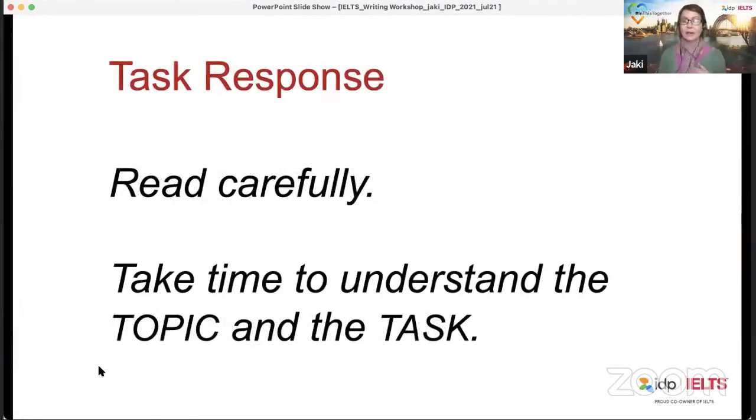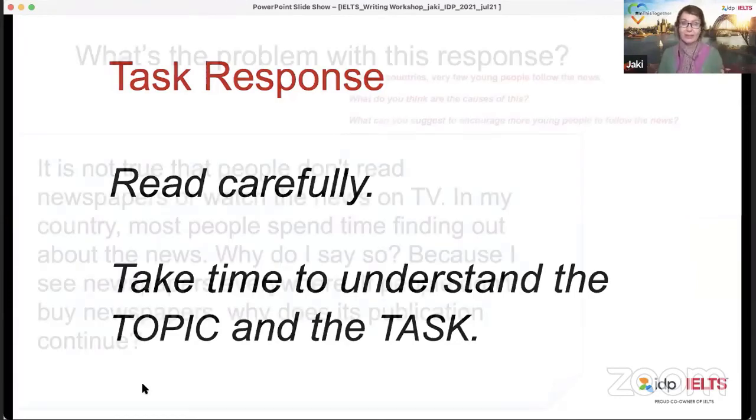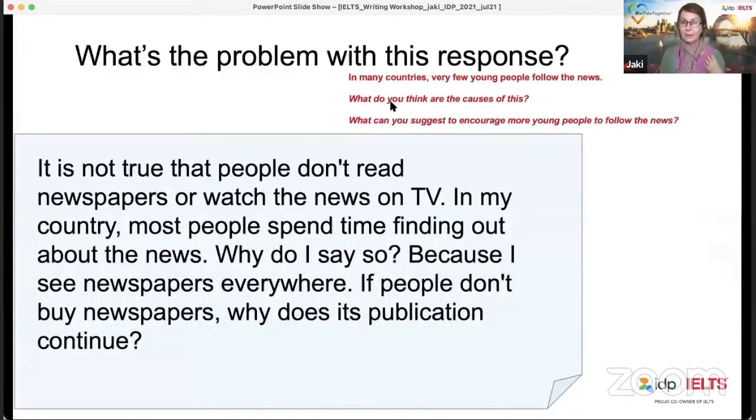All right, so let's think about the 4 things. So let's think about task response. We've already started doing this, analyzing the question. We need to understand what we have to do so we stay on the topic. A lot of people lose marks because they don't stay on the topic. Now, remember this one, we just looked at it. In many countries, very few young people follow the news. What do you think are the causes? What can you suggest to encourage more people to follow the news?